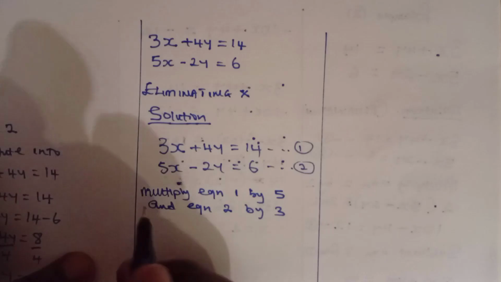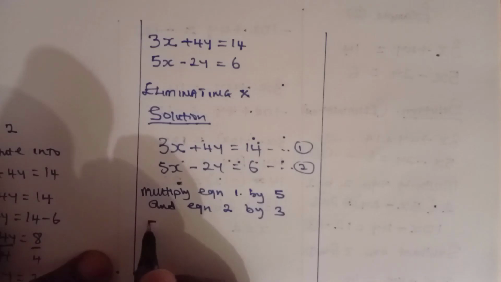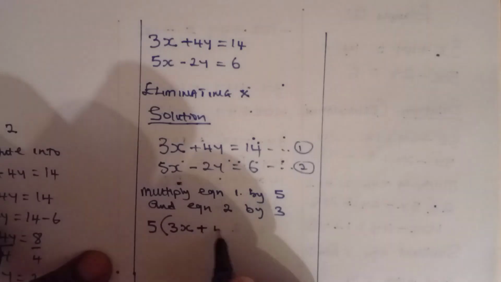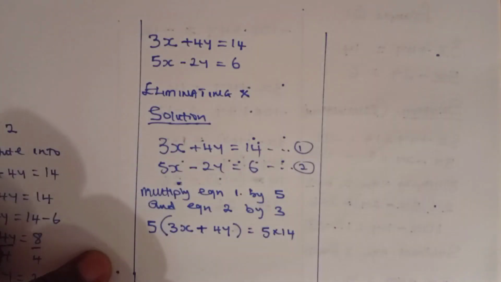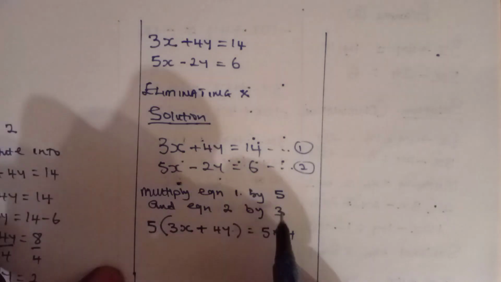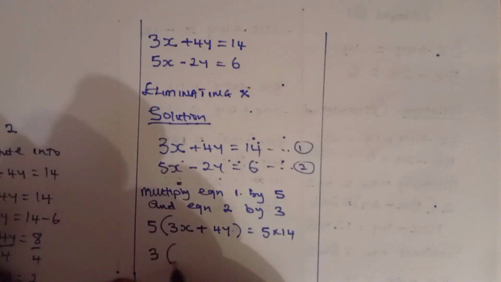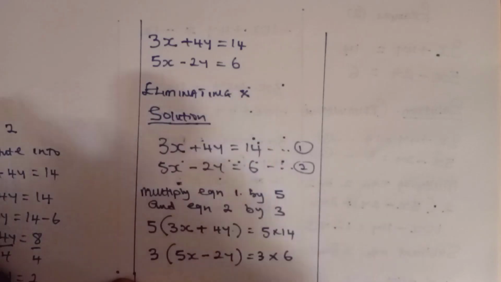So let's go. So let's multiply. We have 5 multiplying equation 1, so we have 5 times 3x plus 4y equals 5 times 14. Correct? So the other one is equation 2 multiplied by 3. So we have 3 multiplying 5x minus 2y equals 3 times 6.